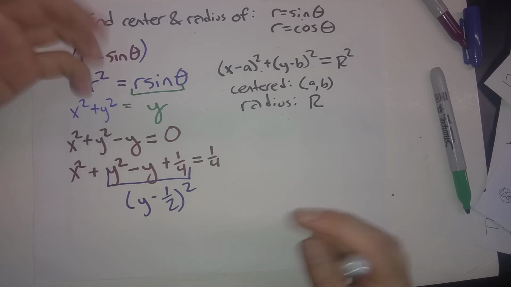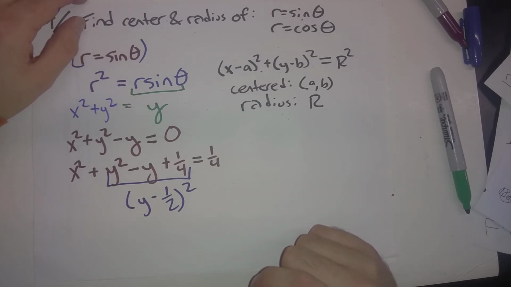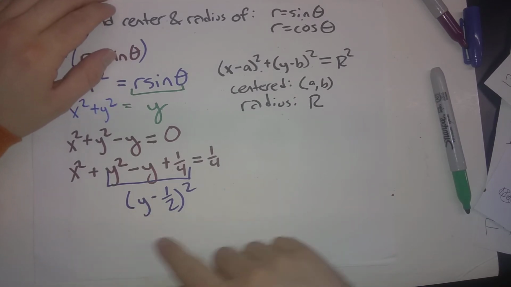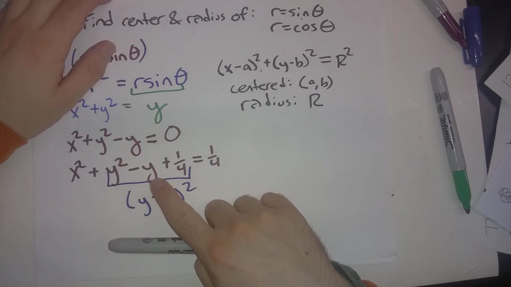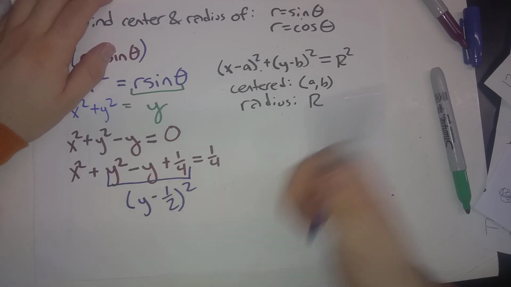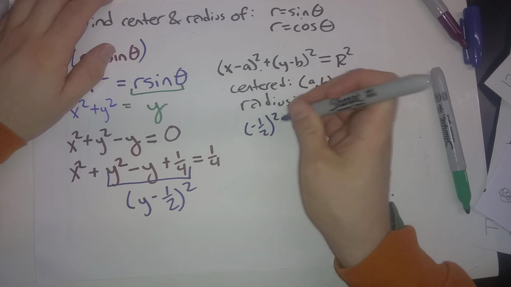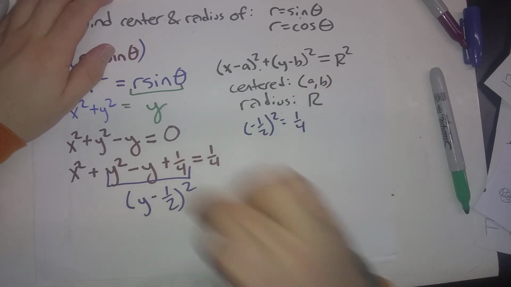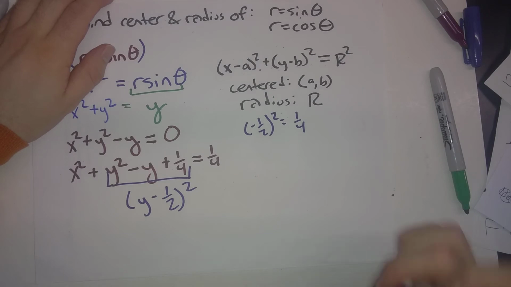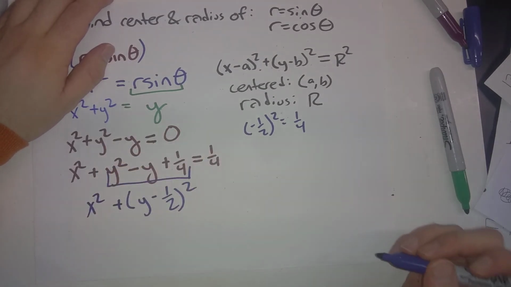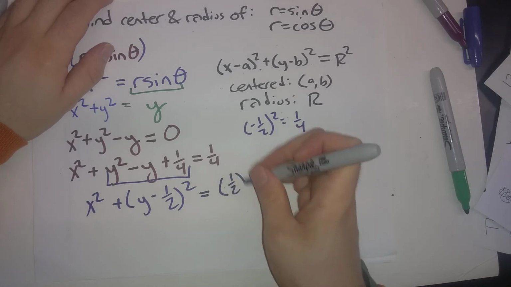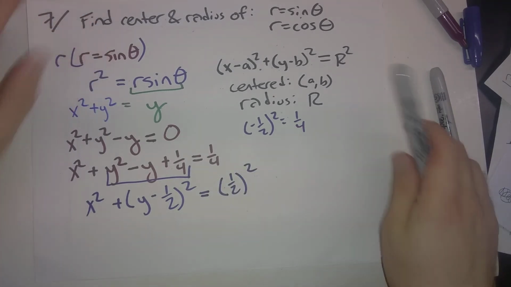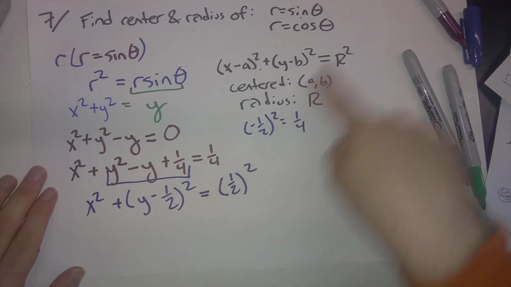How did I come up with that? If you haven't done completing the square in the y, you might want to review this. I basically just divided the coefficient of the linear term, the y here, by 2 to get minus 1/2. Squaring minus 1/2 gave me plus 1/4, so that's why I added it to both sides here. So we have x squared plus y minus 1/2 squared is equal to 1/4. 1/4 is the square of 1/2. And so we have successfully written it in this form.